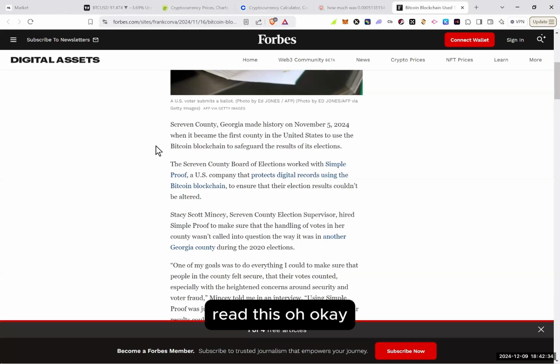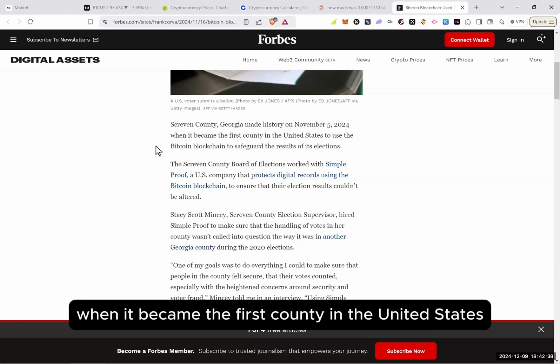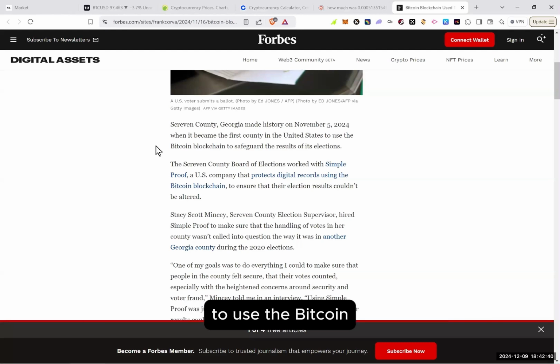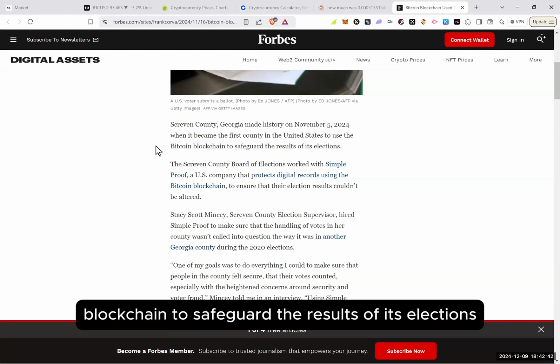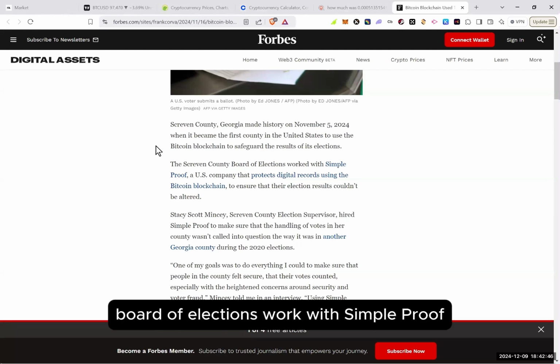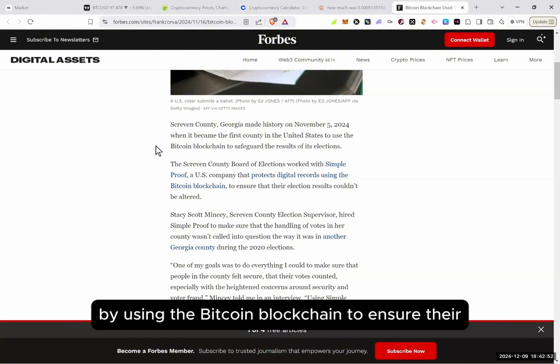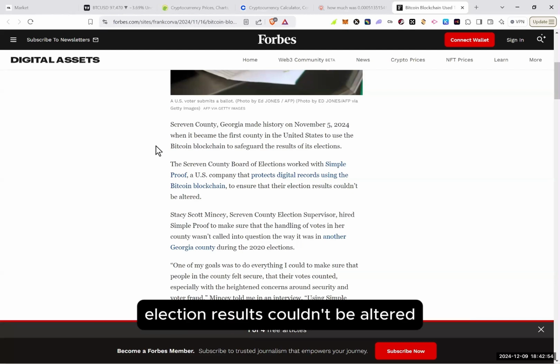Made history November 5th, 2024, when it became the first county in the United States to use the Bitcoin blockchain to safeguard the results of its elections. The Screven County Board of Elections worked with Simple Proof, a U.S. company that protects digital records by using the Bitcoin blockchain to ensure their election results couldn't be altered. I'm not even gonna read past that.